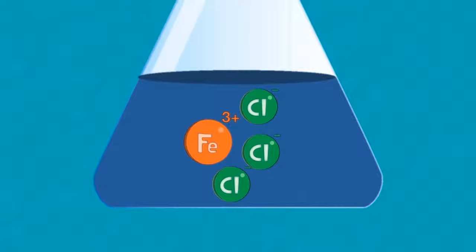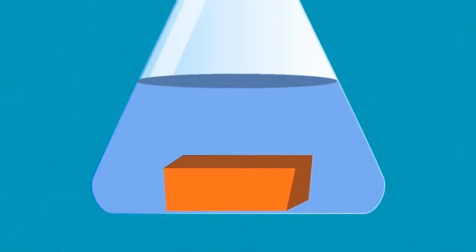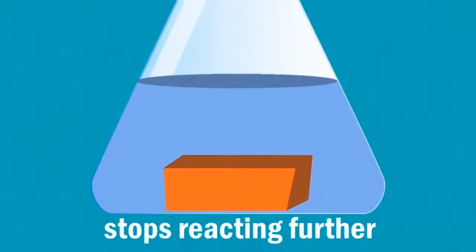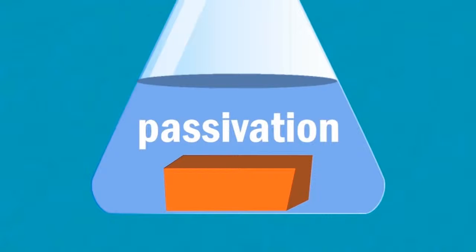In some concentrated acids like nitric acid, the surface of the iron forms an oxide layer and stops reacting further. This is not observed with other concentrated acids. The process is called passivation.